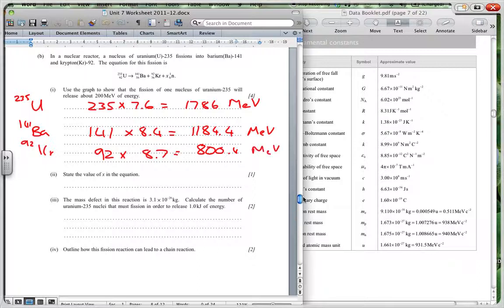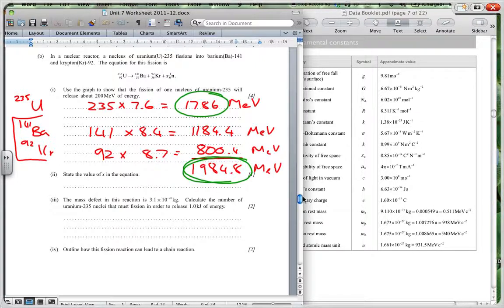So these two are the products. If we look at the total binding energy of the products, we're going to have 1984.8 mega eV. Now you can see here that your total binding energy for your products is greater than for the original material. So what's happening here is this has become more stable, and therefore you're going to need more energy.